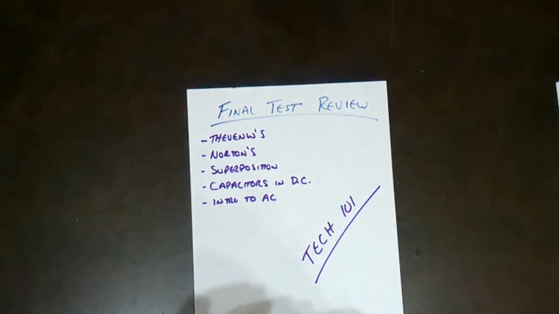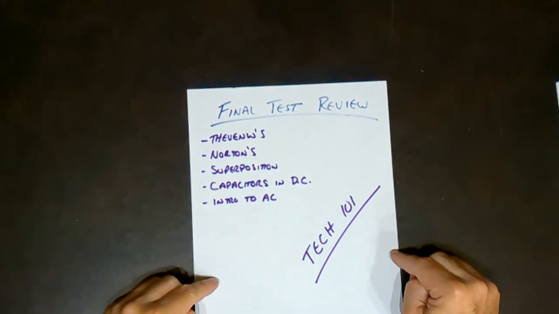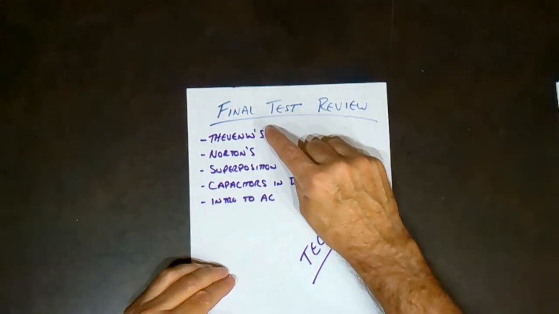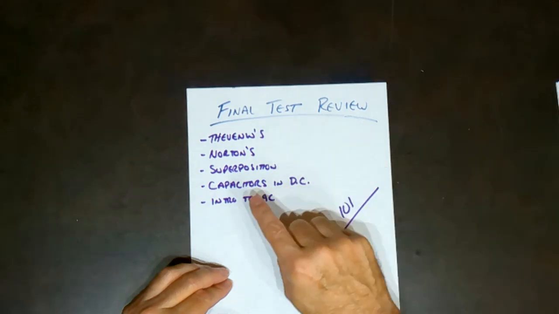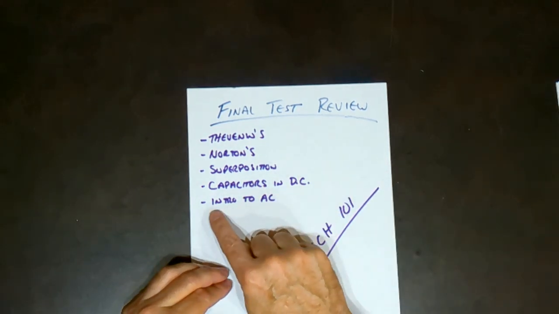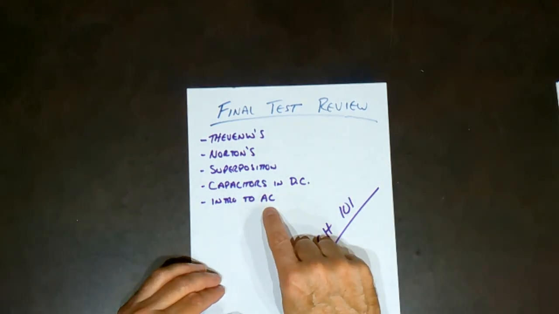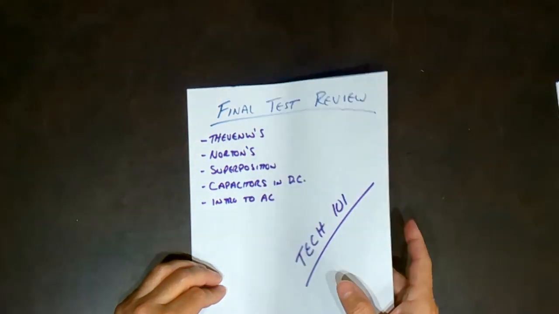So this one is just the final third of the course, and it's going to cover things like Thevenin, Nortons, superposition theory, capacitors and DC, and an introduction to the AC waveform. So that's what we're going to cover in this particular video. Again, your final test is on everything in the course, so you'll have to go back to those other review videos to take a look. The first thing we're going to cover is Thevenin.